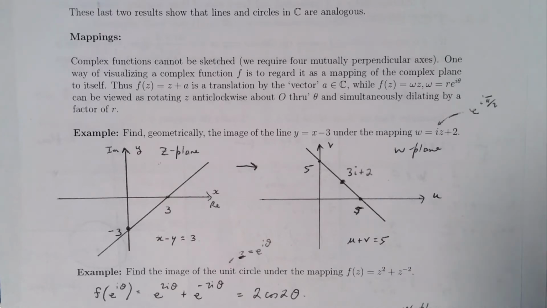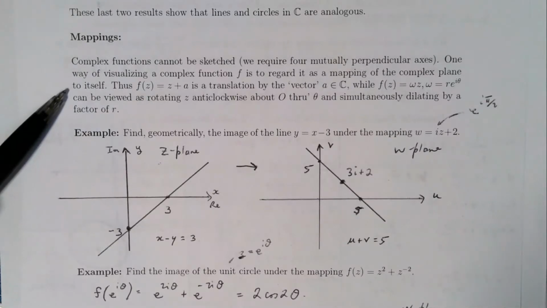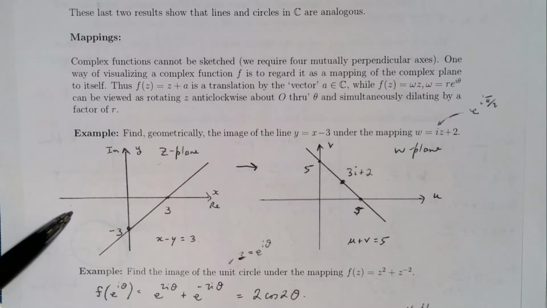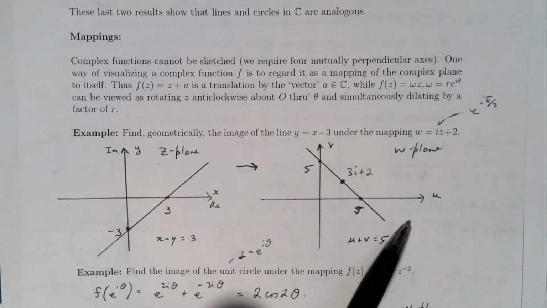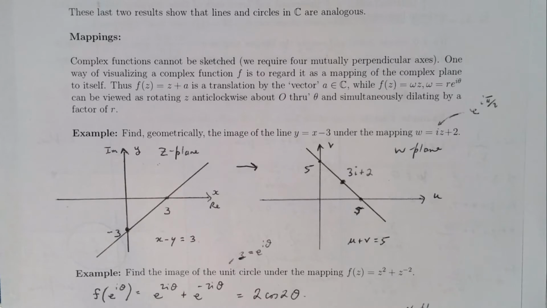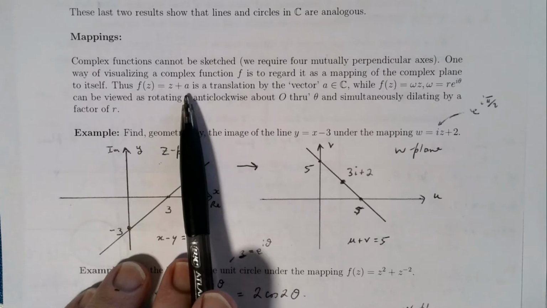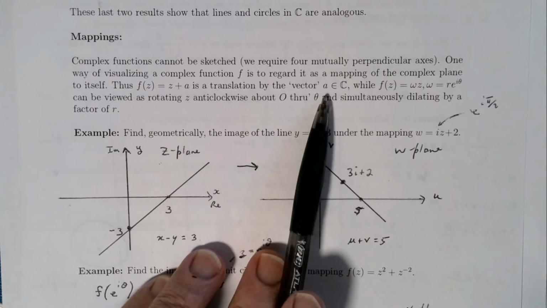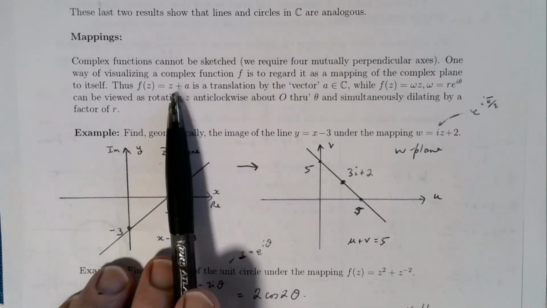One way of visualizing a complex function f is to regard it as a mapping of the complex plane onto itself. That is, we start out in what I call the z-plane over here, and we take some shape in here and we see what the function does to this, and the image of it will be over here in the w-plane. So firstly, if we take a complex number z and simply add a complex number a, then we can think of this as a translation by a vector a, thinking of this complex number as a vector. It moves the complex number z to z plus a.